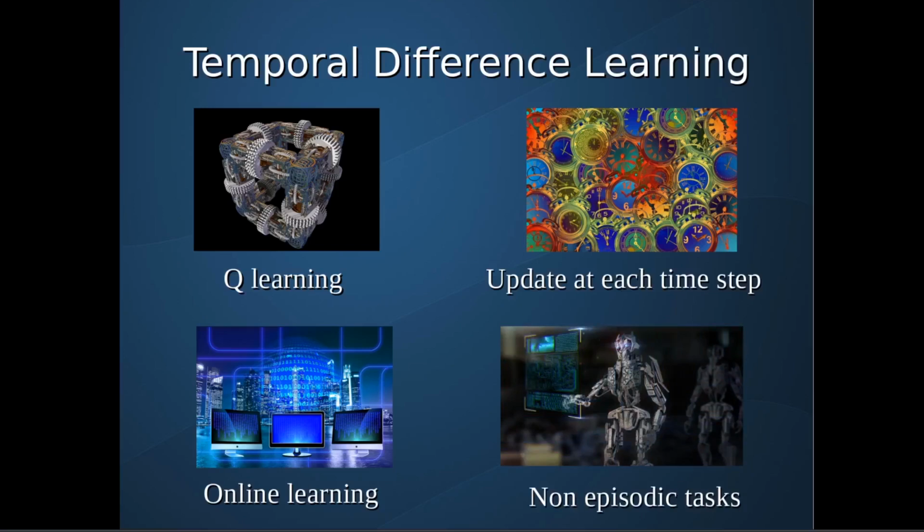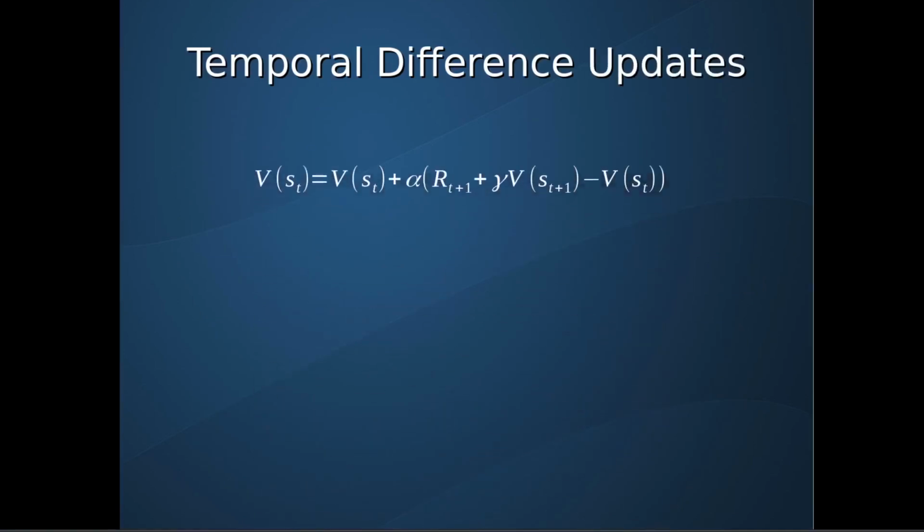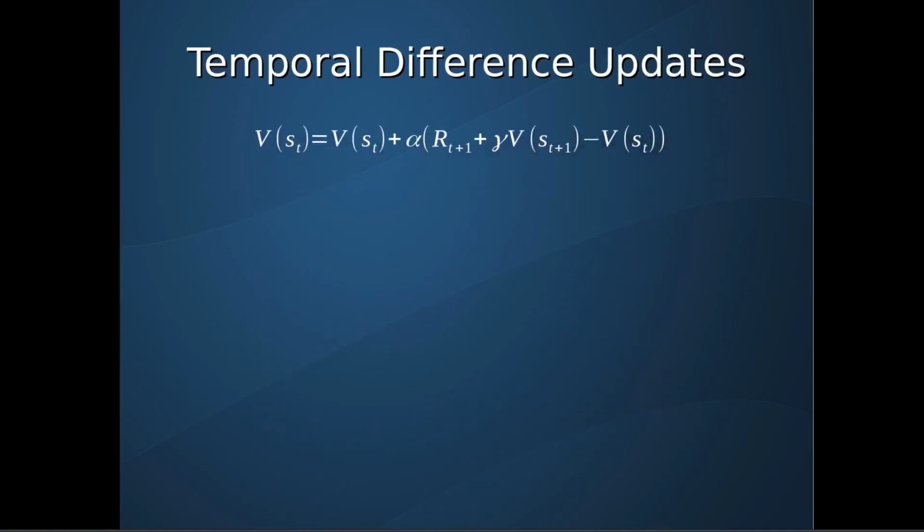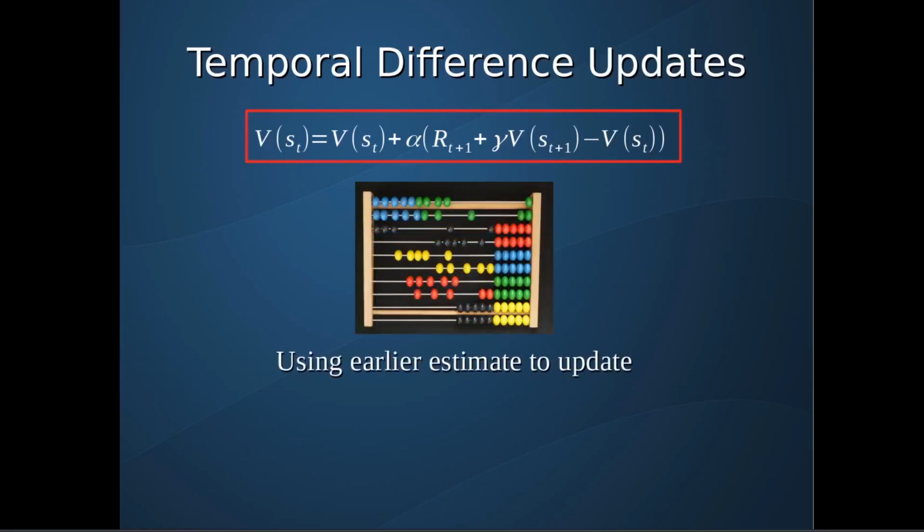nature. In temporal difference learning, our update for the value function is of the form V of s at time t equals V of s at time t plus alpha times a quantity r sub t plus 1 plus gamma times V of s sub t plus 1 minus V of s sub t. Since the equation has terms that are proportional to the estimated time t and the time t plus 1, we are effectively using one estimate to update another estimate. This makes it what is called a bootstrapping algorithm.